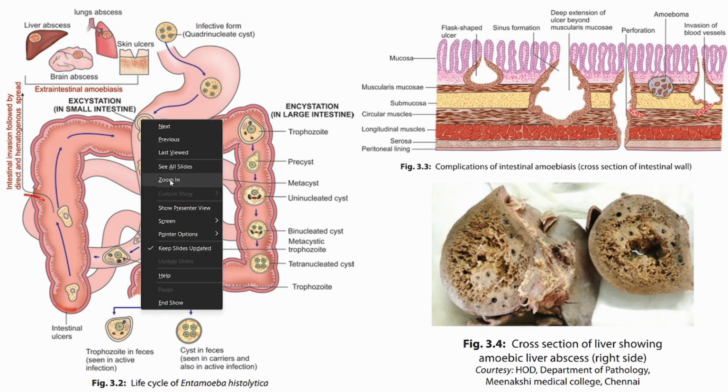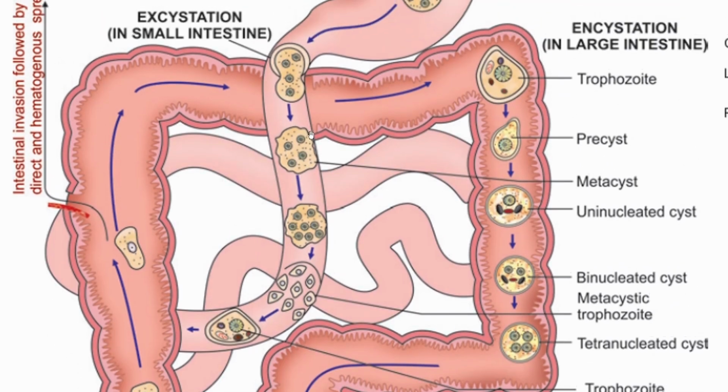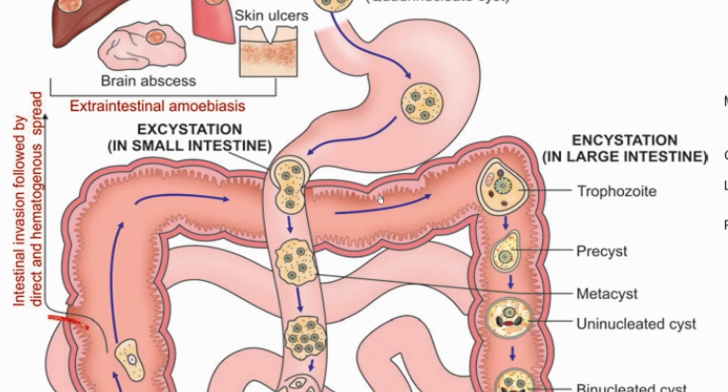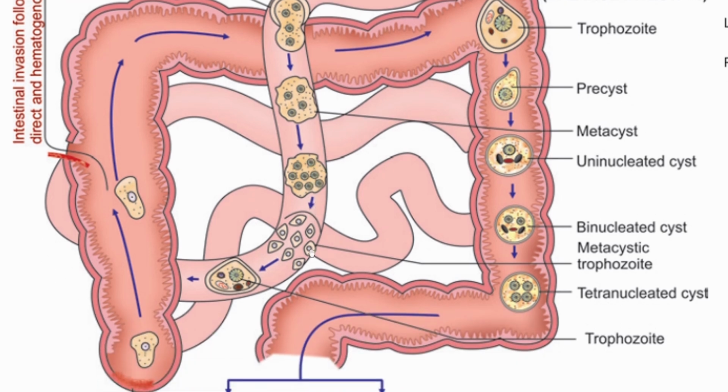Then here we have excystation. What does it mean by excystation? Excystation means the cyst is slowly converting into its active form. How? So there are 4 nuclei. As you can see, the cyst is broken here. The things inside the cyst are coming out. Then there is a multiplication kind of stage, called metacyst, and then this is getting converted into metacystic trophozoite. So what is trophozoite? Trophozoite is nothing but the active feeding stage.